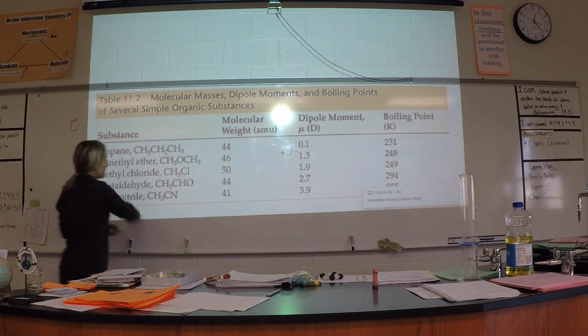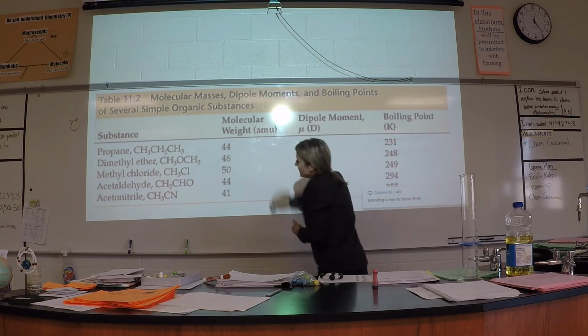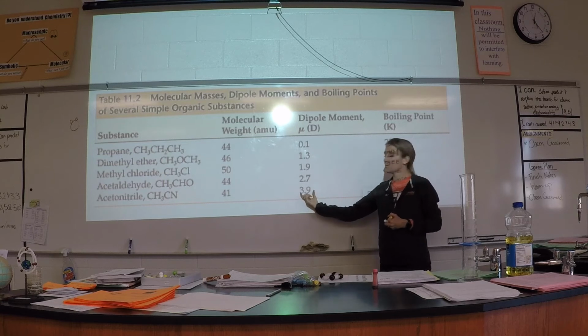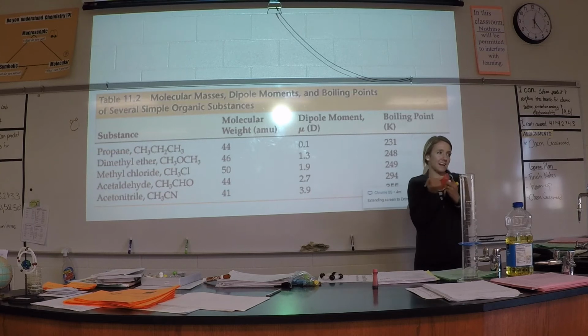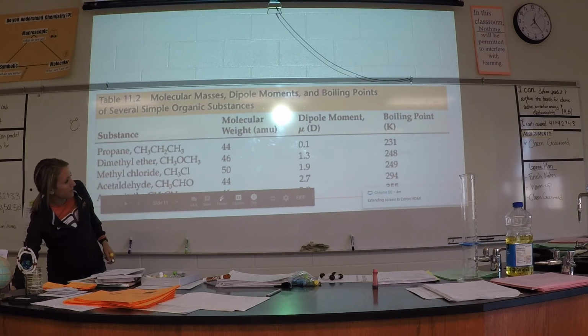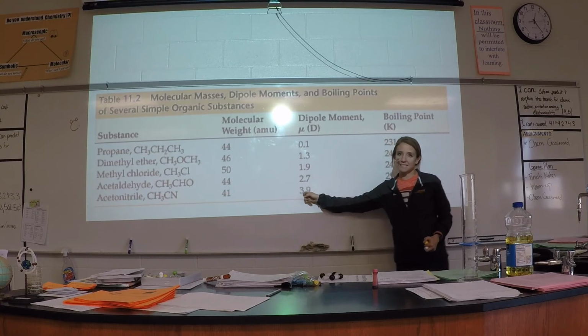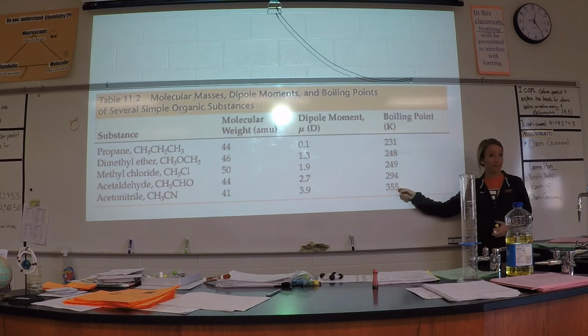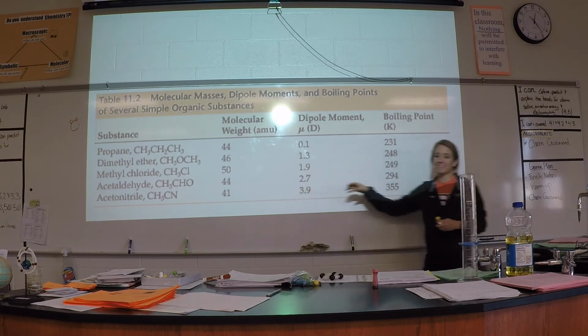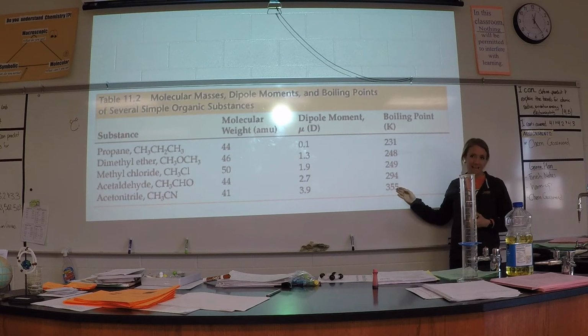Here are five different molecules, all about the same in size, but notice that our last one down here has a dipole moment of 3.9. This is the force with which the electrons are being pulled in the tug of war. What is the boiling point? This one had the highest dipole moment, and it also has the highest boiling point. Make a connection between the forces and the properties. The stronger the force, the more energy it's going to take to pull it apart.